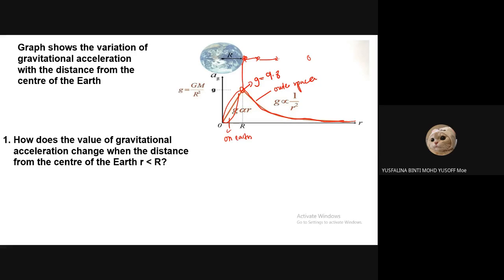How does the value of the gravitational acceleration change when the distance from the center of the Earth, r, is smaller than R? You can see at this part, r is smaller than R, so at this part you can see it's directly proportional.